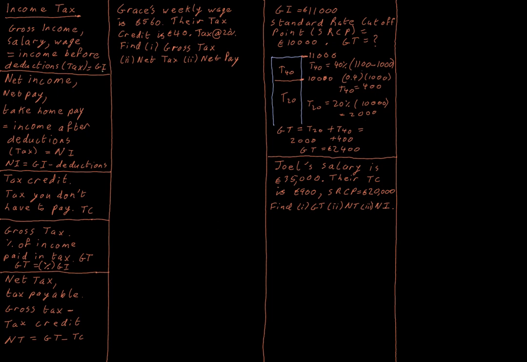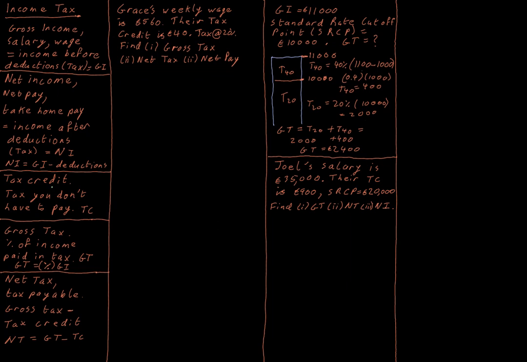So we're going to use stand-in names, shorter names, to keep track so we don't have to write these long English words. The next thing is net income, which is also called net pay, or it could also be called take-home pay. So lots of names for the same thing. This is the income after we have taken away deductions, usually tax. So our net income, NI, is equal to our gross income minus deductions. And often those deductions will be tax, but they can be other things as well.